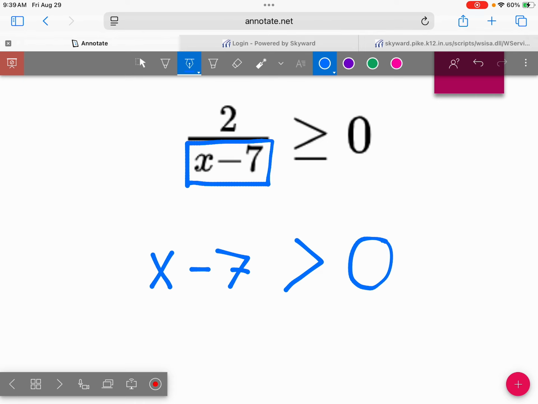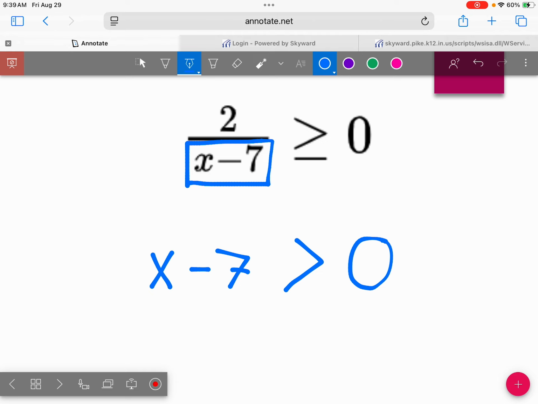But can I equal 0 in a denominator? No. If I had the denominator set equal to 0, it's undefined. It's no longer actually a function. So even if it is equal to, we're still going to have a greater than because I can't divide by 0.